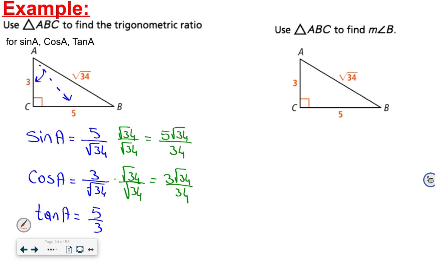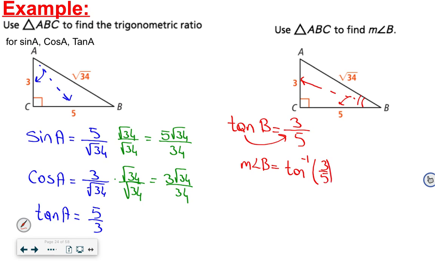Find the measure of angle B. You can use any trigonometric function for this question. I would like to use tangent B. What was the tangent B? Opposite over adjacent, right? Opposite 3 over adjacent 5. Now, to be able to get this measure of angle B, you need to get the inverse of tangent function. So measure of angle B is going to become tangent to the power -1, which means the inverse of tangent 3 over 5, right? Now we need to use the TI calculator.